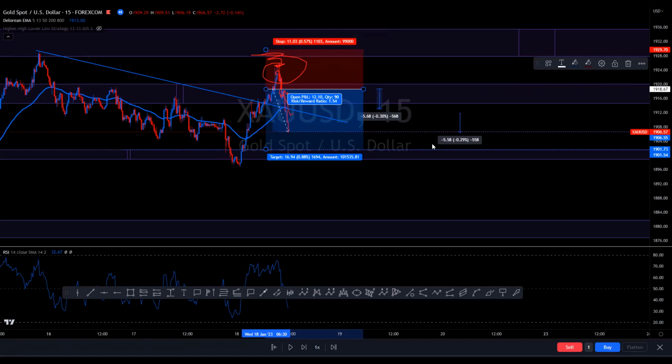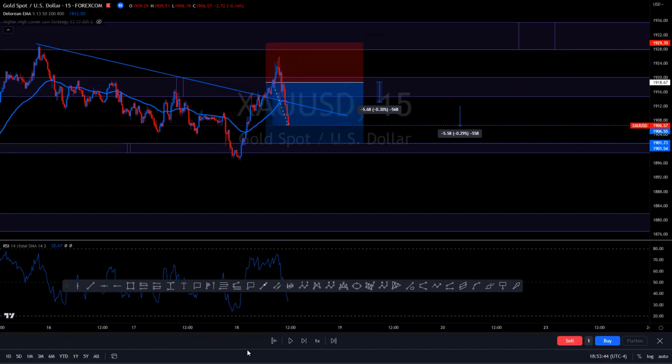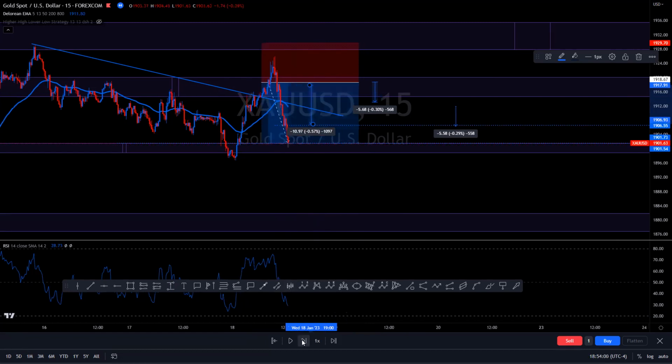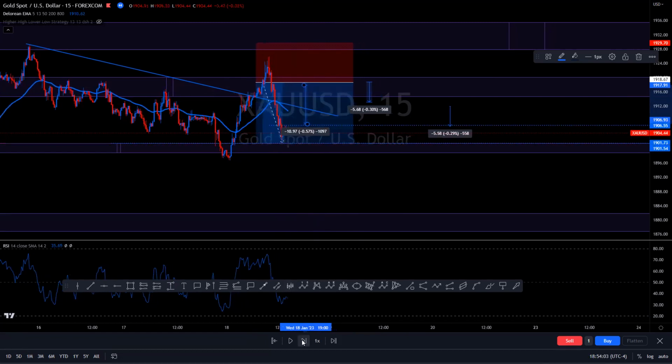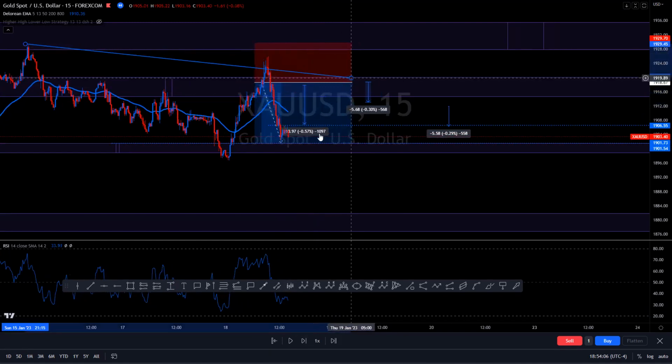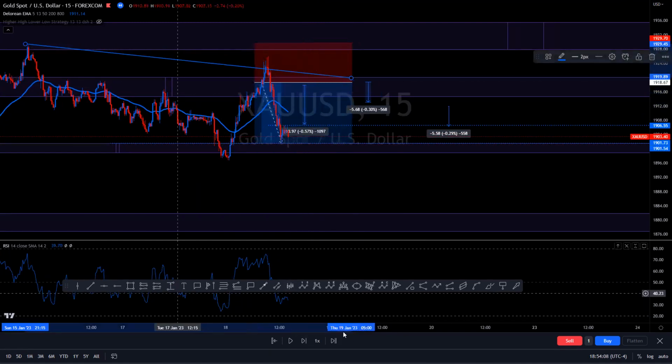So even if I waited for it to go to my entry level, it started dropping all the way down to here, which is still over 1,000 points in gold. Depending on your lot size, that would have been a huge payday. Let's see how much farther it went. Yep, really dropped. So overall bearish still. So that just goes to show that we were correct in our analysis.